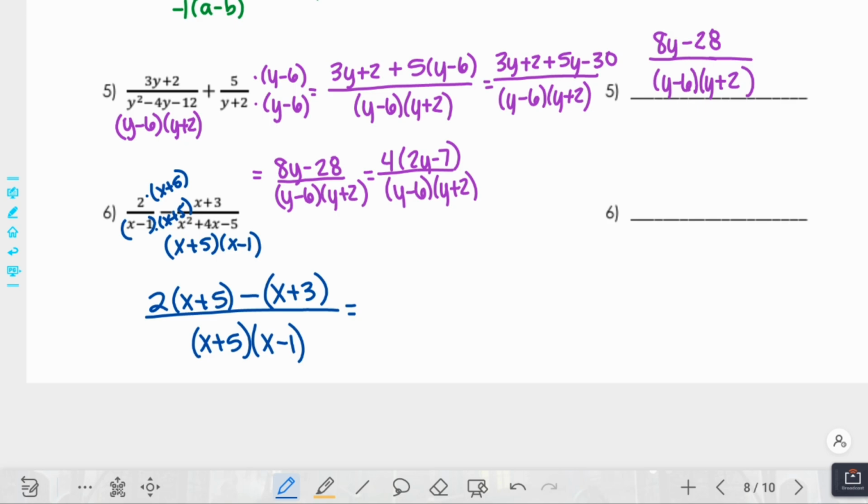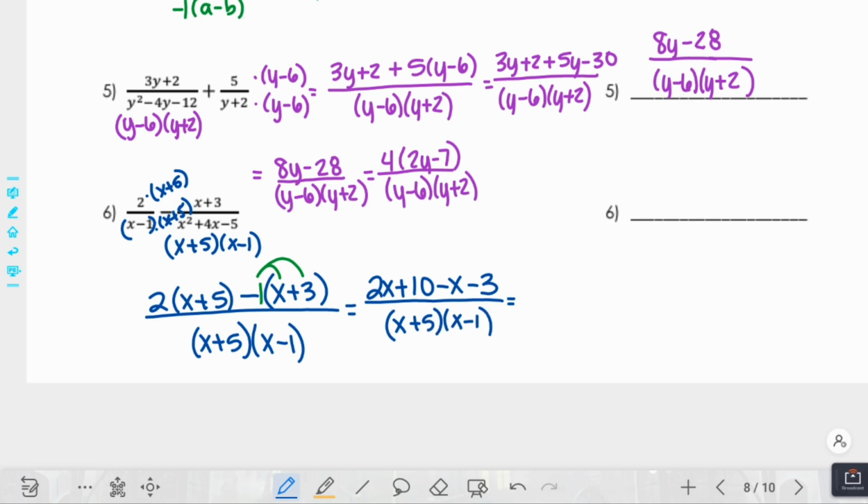Now I need to go ahead and distribute and combine like terms. So I have 2x plus 10 minus x minus 3, because this is a negative 1 that you have to distribute. That's why we put those in parentheses. My denominator I'm going to leave the same, so x plus 5 and x minus 1.